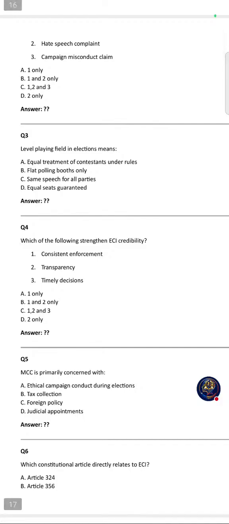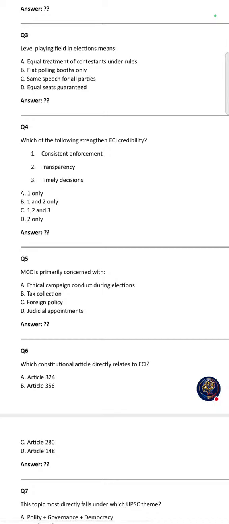Next, level playing field in elections means: what is the answer? A. Equal treatment of contestants under rule. A is correct. Next, which of the following strengthens ECI credibility? First one is consistent enforcement. 2, transparency. 3, timely decision. All 3 are correct. So option C is correct.